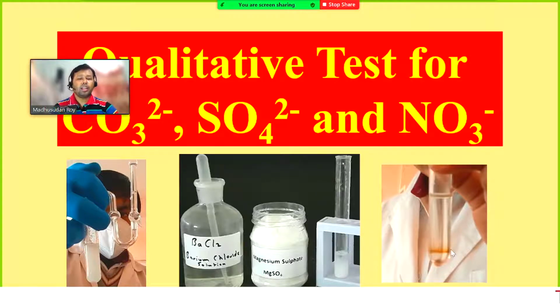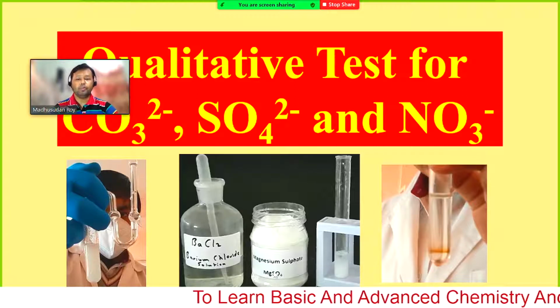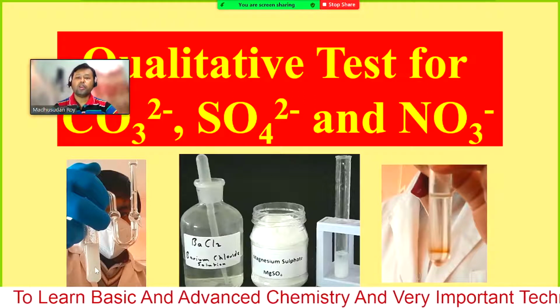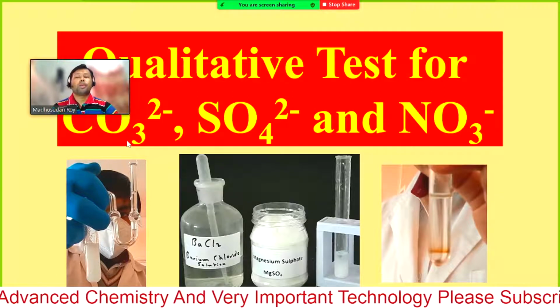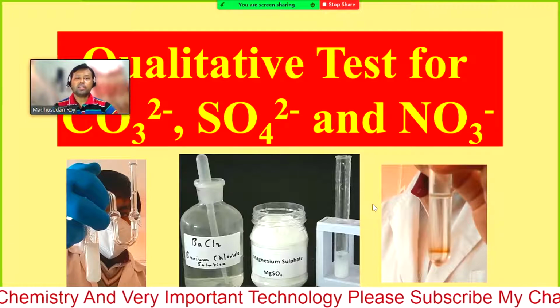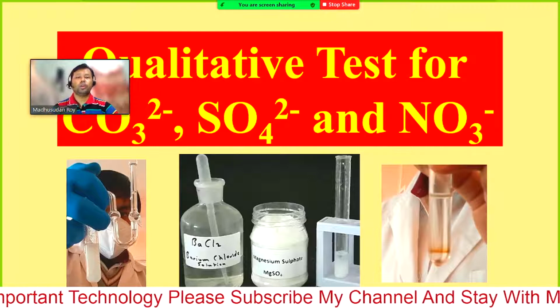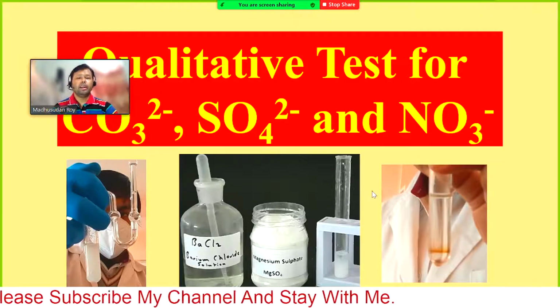So we will learn how we can generate the white precipitate of sulfate with barium, and then we will learn about the effervescence or gas from carbonate. So let's start with what experiments we will perform to confirm the presence of carbonate, sulfate and nitrate.